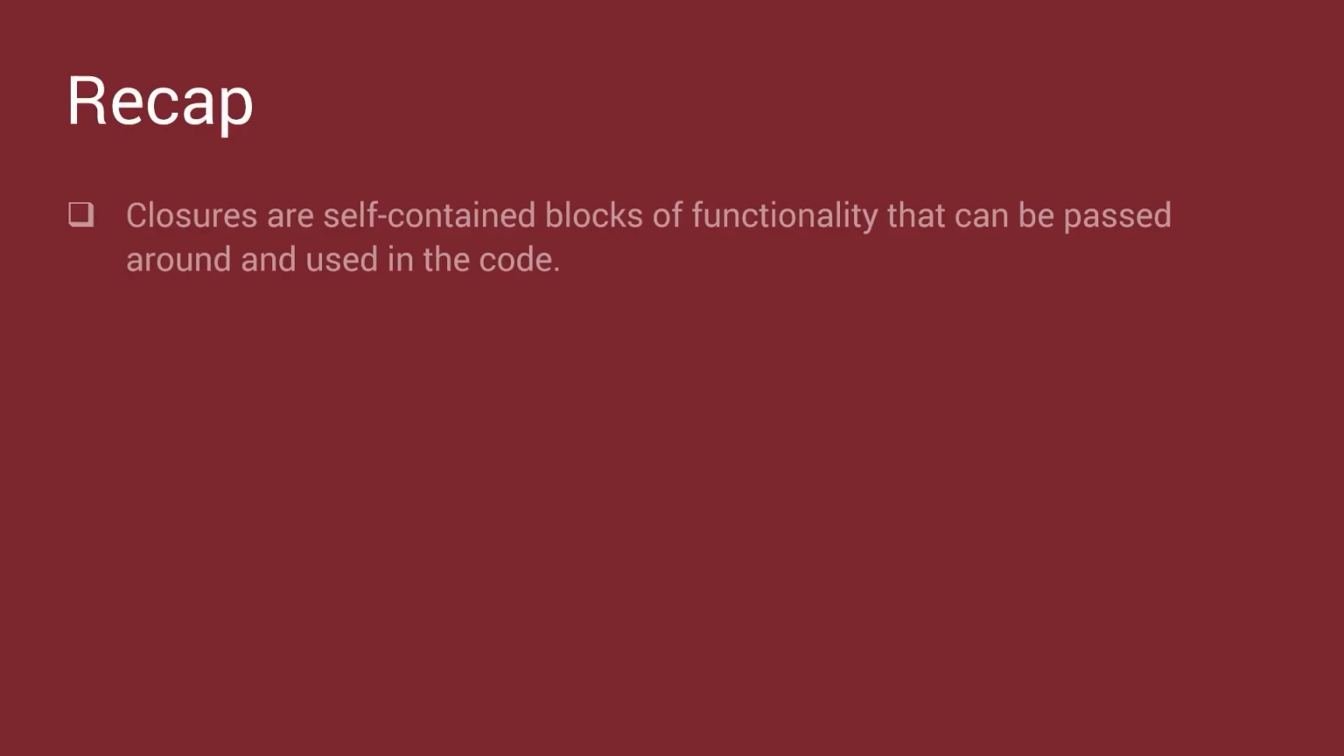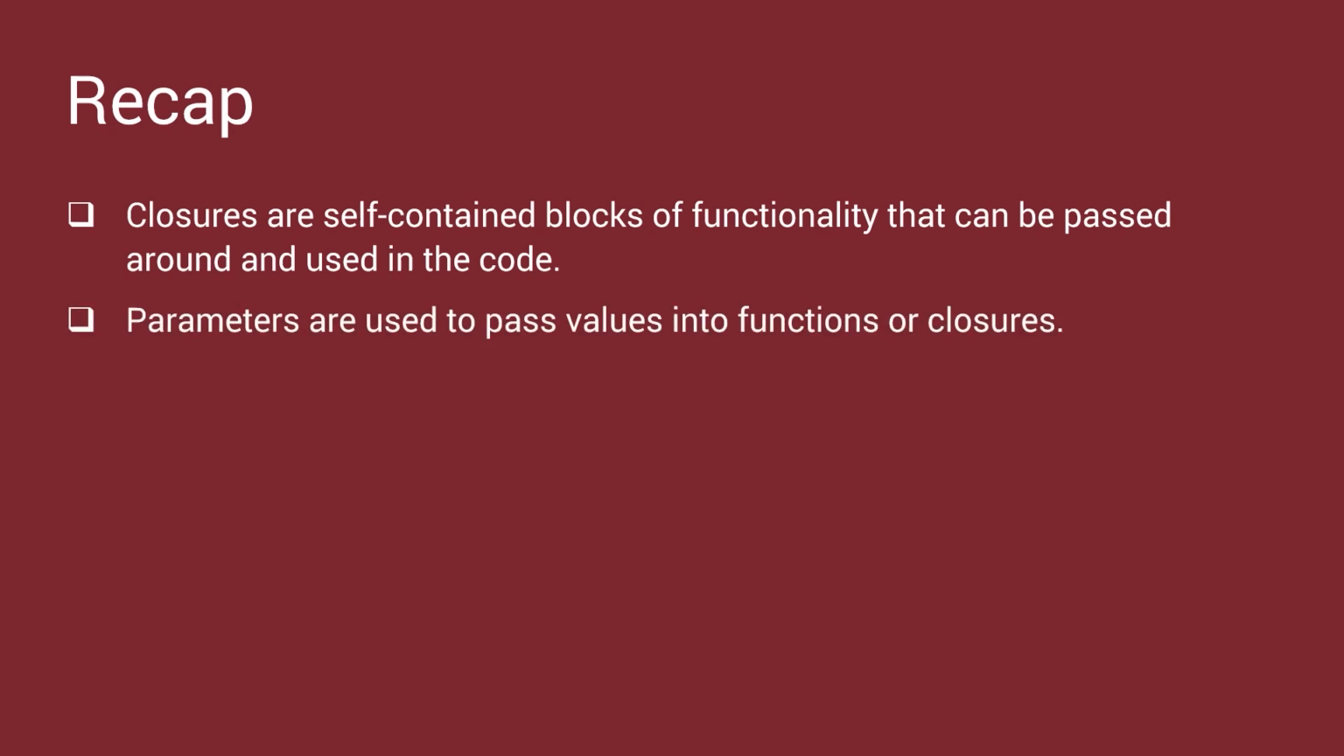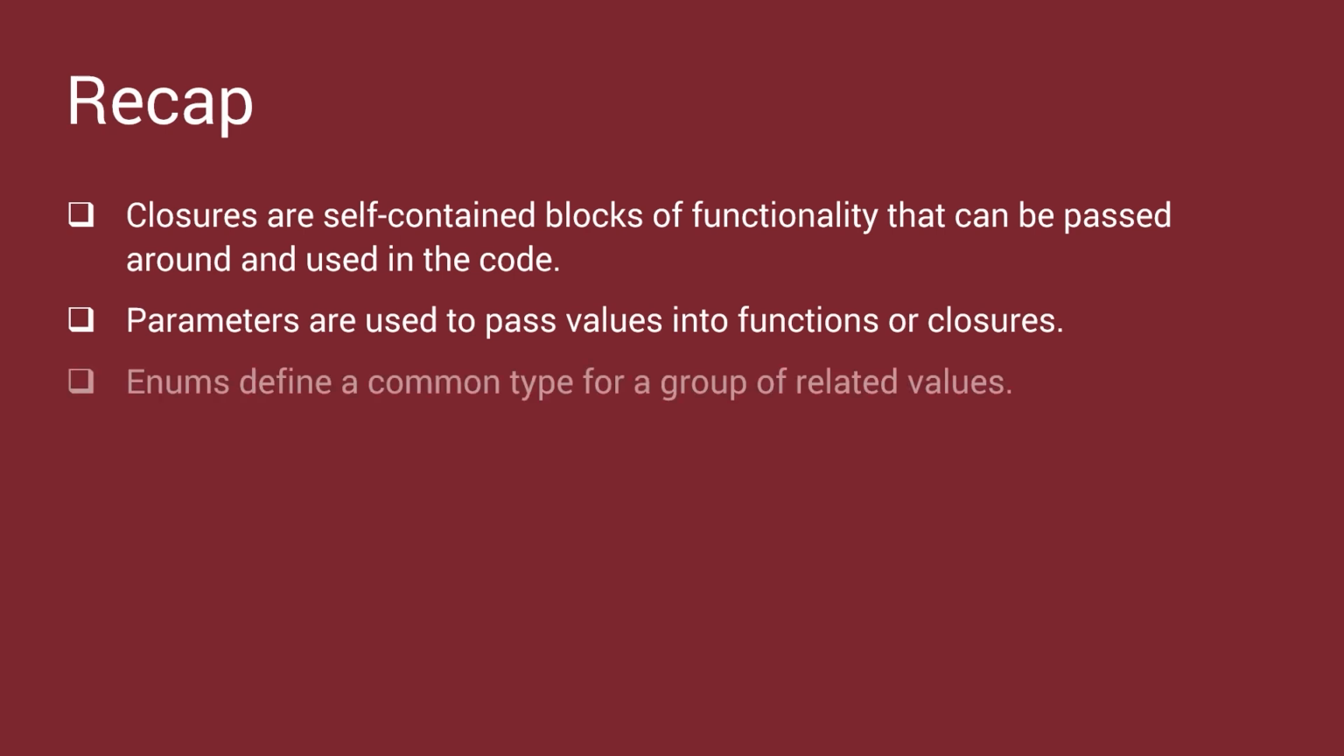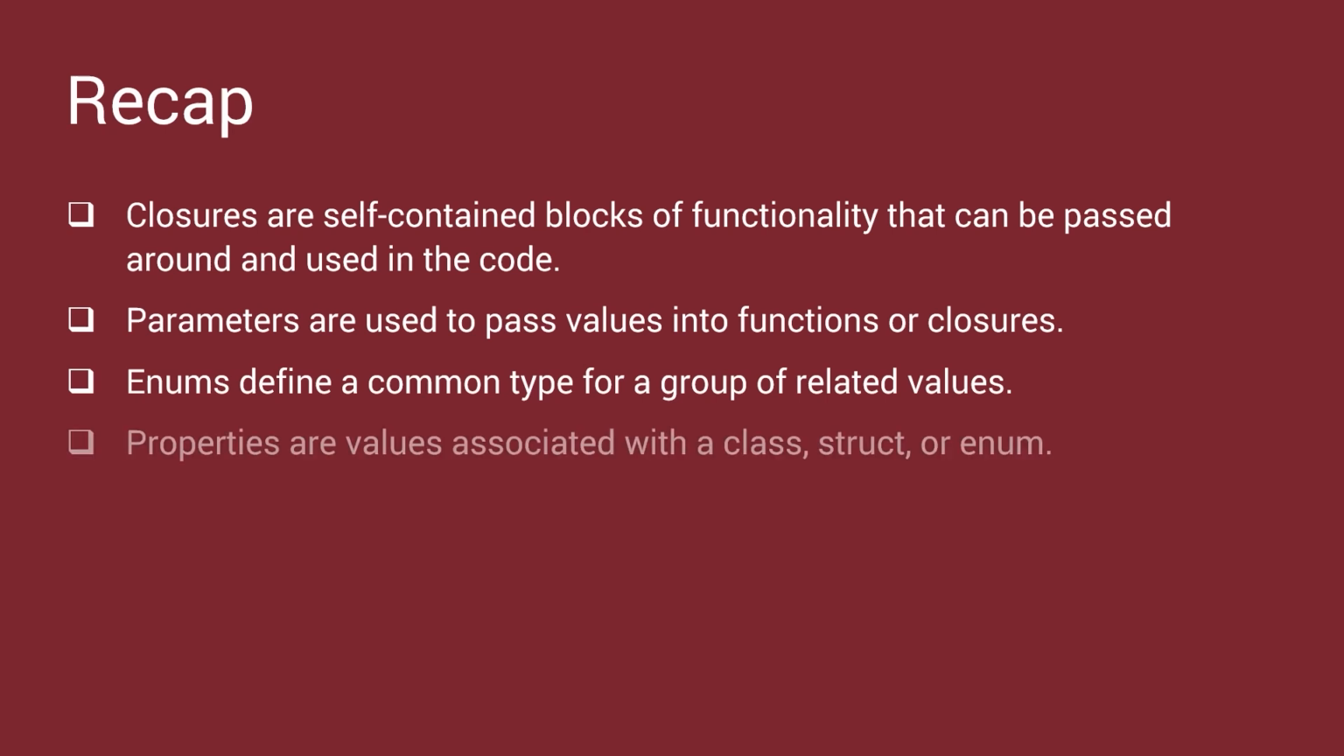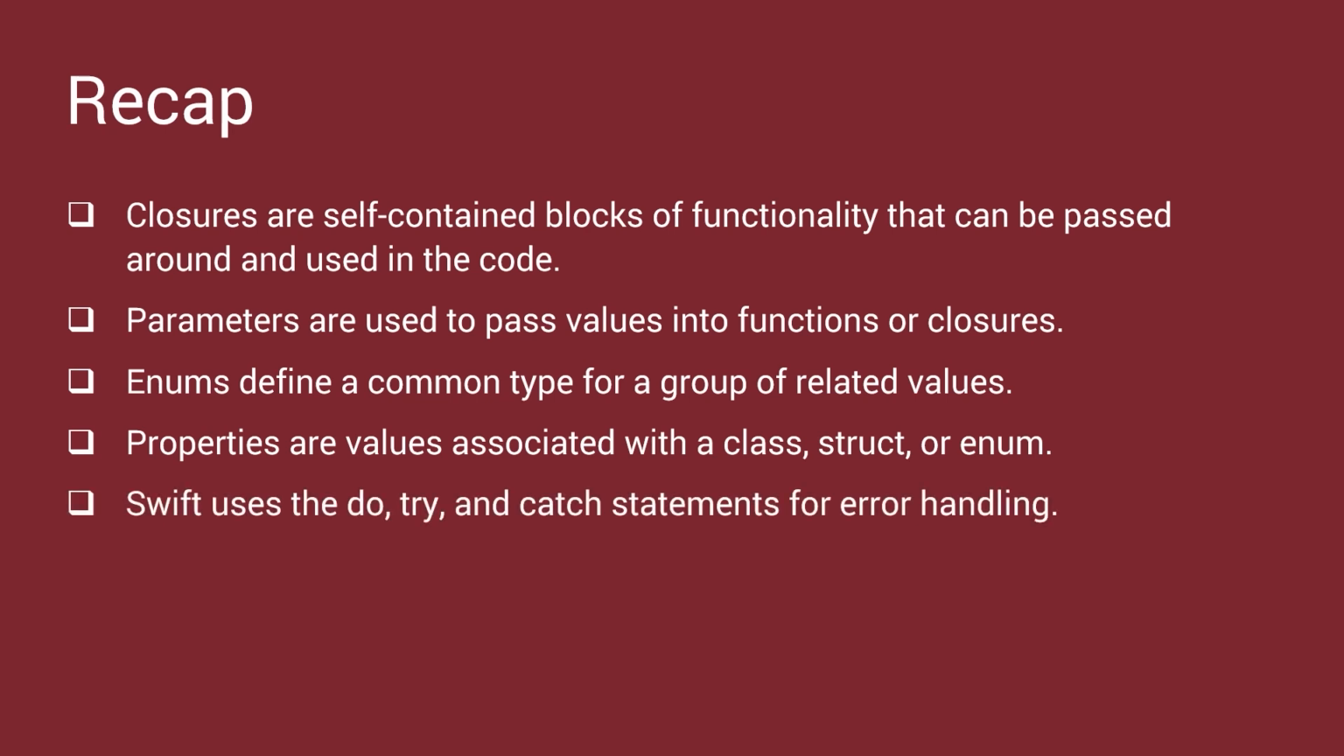In this video, you learned that closures are self-contained blocks of functionality that can be passed around and used in the code. Parameters are used to pass values into functions or closures. Enums define a common type for a group of related values. Properties are values associated with a class, struct, or enum. Swift uses the do, try, and catch statements for error handling.